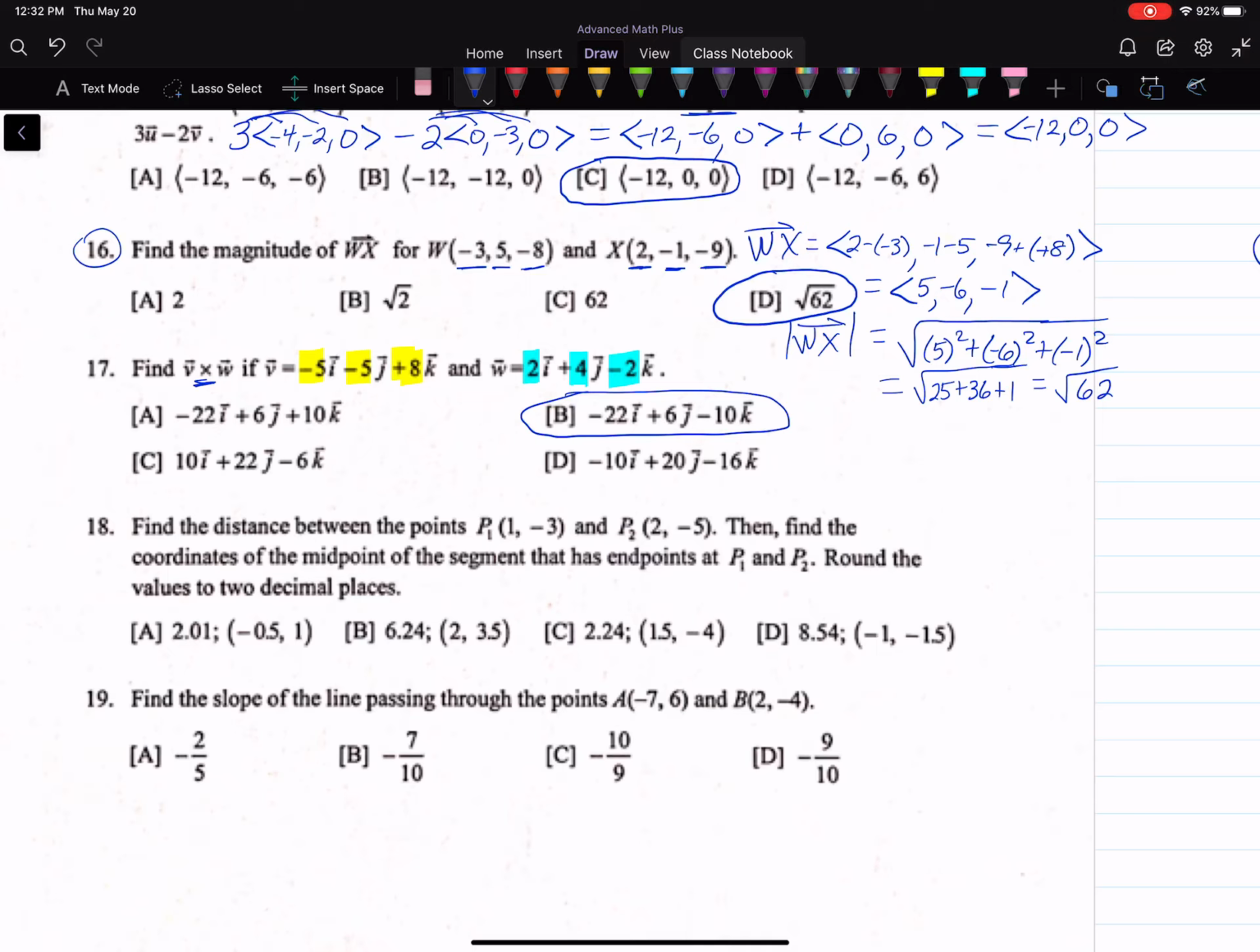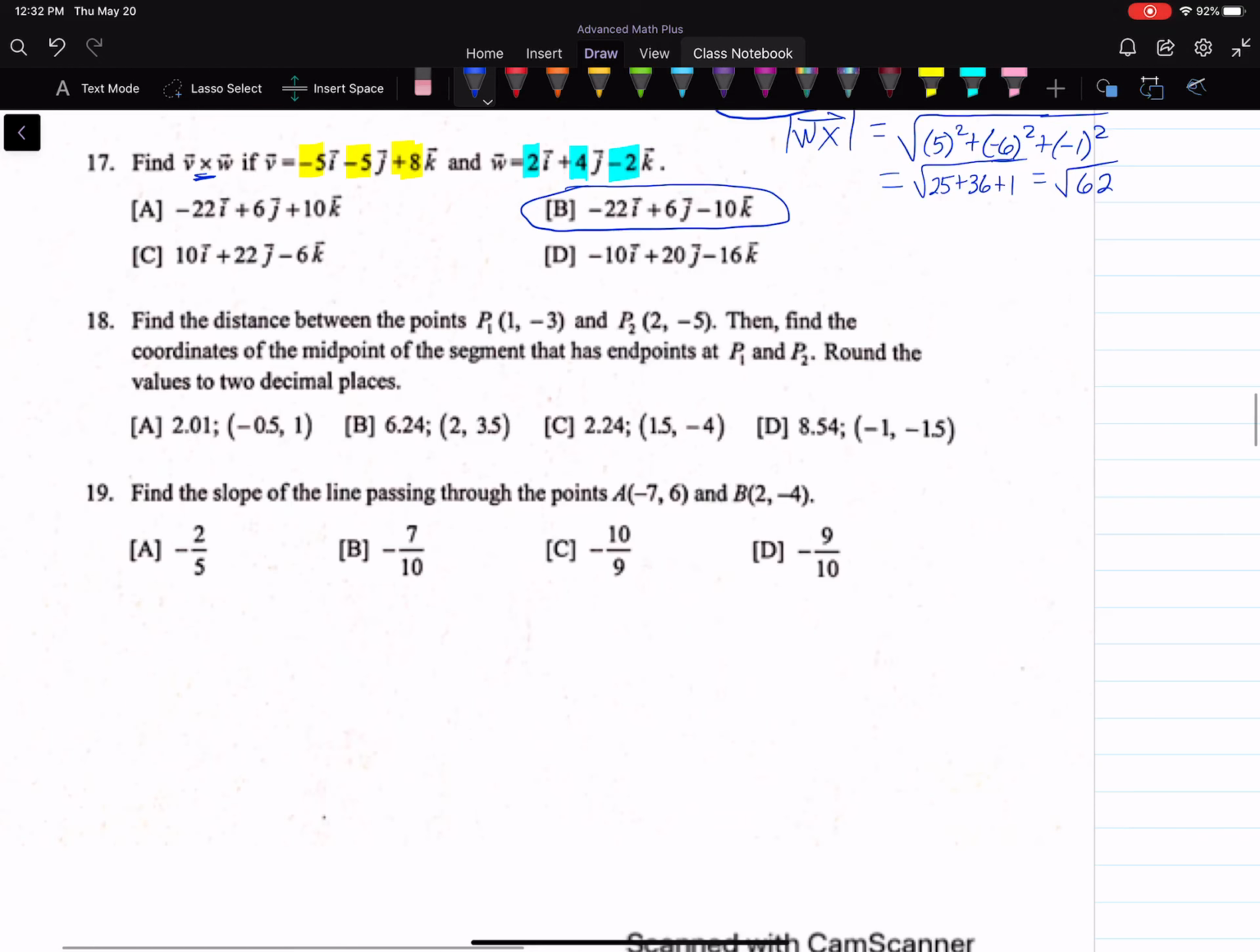So those were chapters, I think vectors were chapter 8, may have been chapter 9. 8 or 9. All right, 18 starts chapter 10, talking about the circles, midpoint and distance. So it says to find the distance between points P1 and P2, then find the coordinates of the midpoint between P1 and P2. So, formula alert, you need to know these.